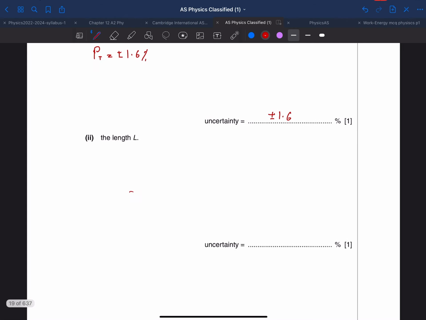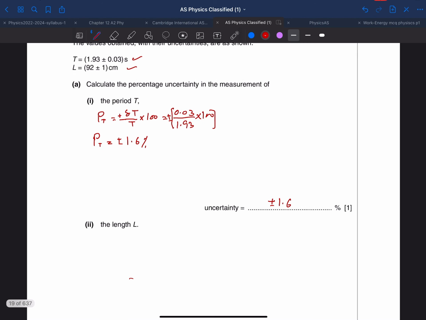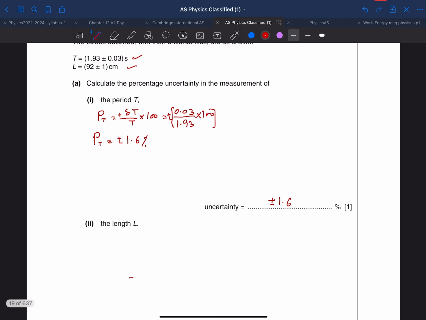So this is something which is very, very important. Remember this thing, that we are writing plus minus, but this is not the absolute uncertainty. This is just the uncertainty in percentage. So this is something which is very important.